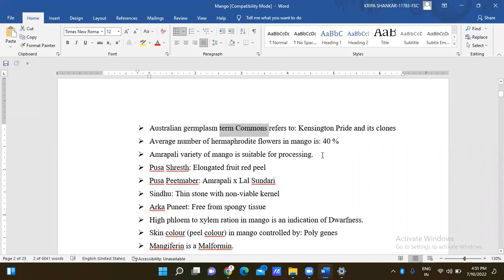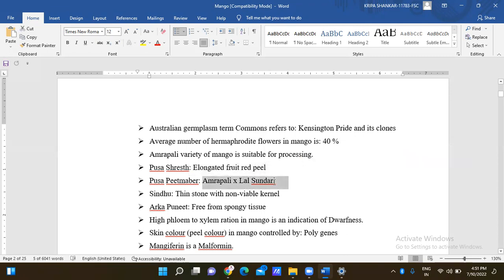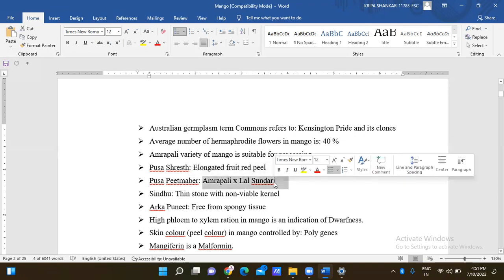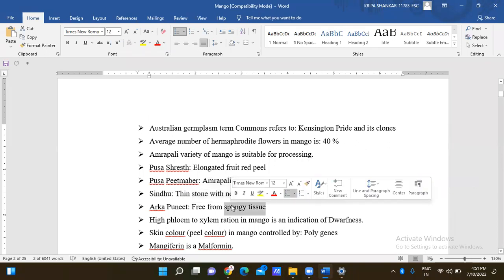Amrapali variety of mango is suitable for processing. If Totapuri is not in the option, then only you have to go for Amrapali. Then Pusa Shrestha is an elongated fruit with red peel. Pusa Pitambar: most commonly they used to ask what is the parentage of Pusa Pitambar. Sindhu has a thin stone with non-viable kernel. Arka Puneet is free from spongy tissue.